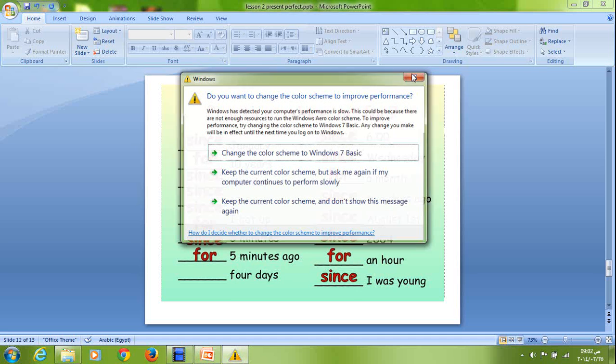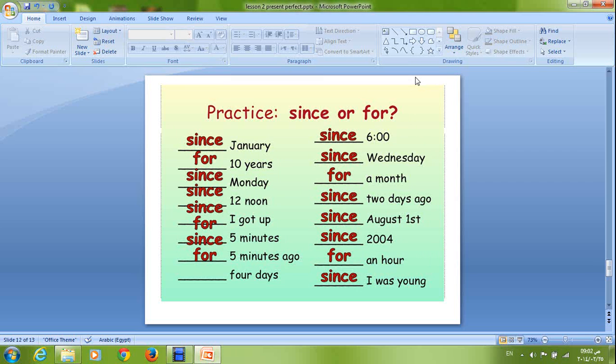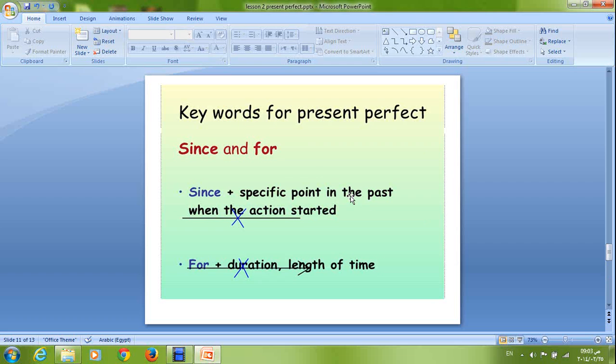Since 12 noon. Since I got up. For 5 minutes. You have since January, for 10 years, since Monday, since 12 noon, since I got up, for 5 minutes, since 5 minutes ago, for 4 days, and so on. Since 6, since Wednesday, and so on. So, again, since I put it before the specific time. For, I don't put a specific time, I just put duration.